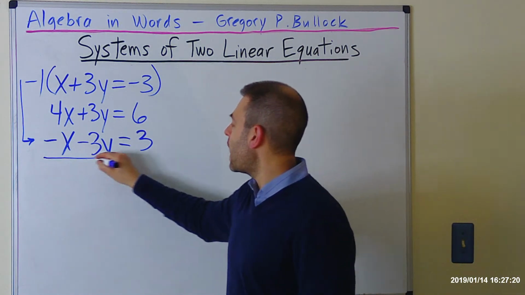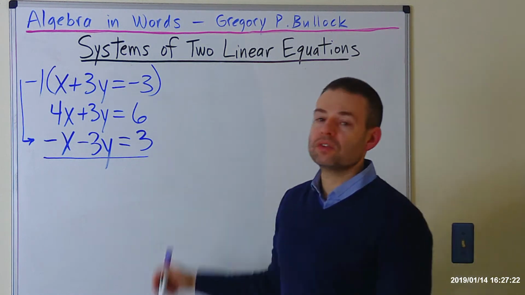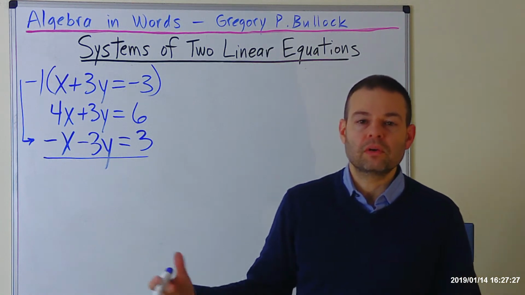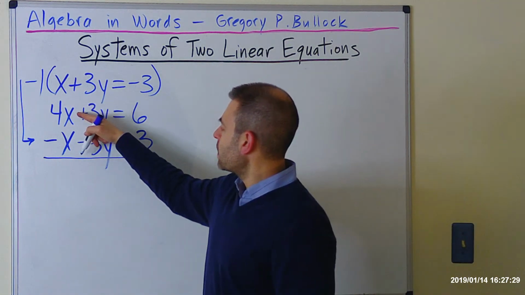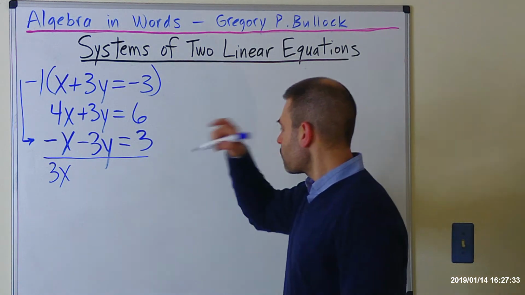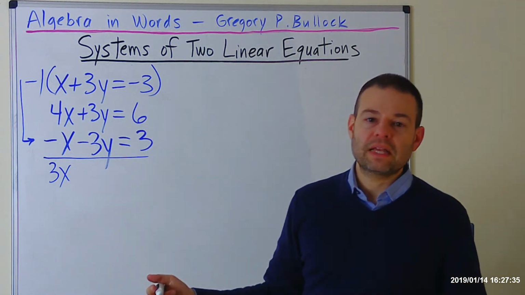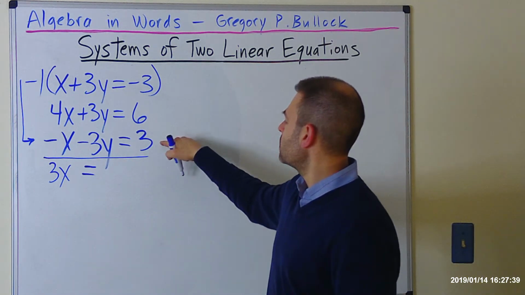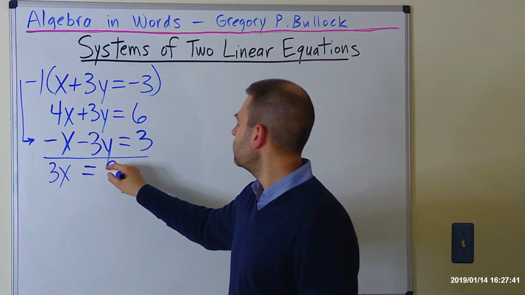And now we're going to add this equation with this equation, and we'll see if a term cancels out. I mean, we set it up to do it, so it should. 4x minus x is going to be 3x. 3y minus 3y, they cancel out to 0, so they're eliminated. Equals 6 plus 3 is 9.